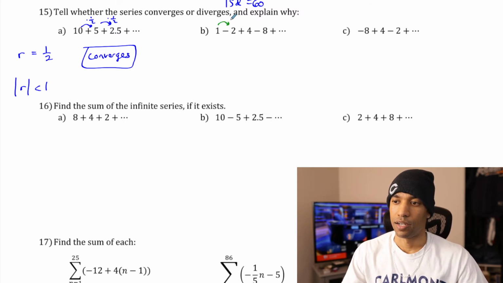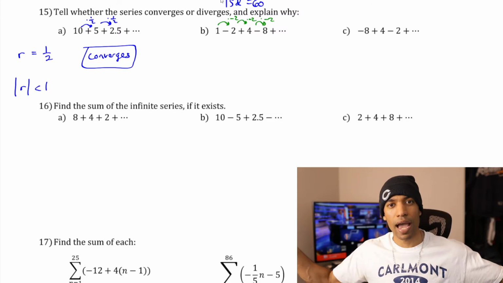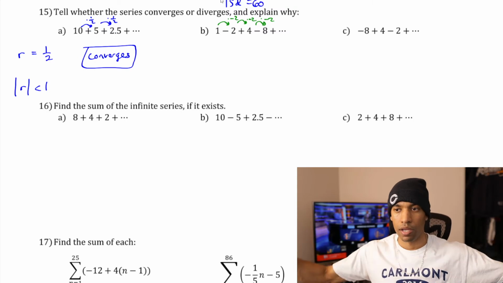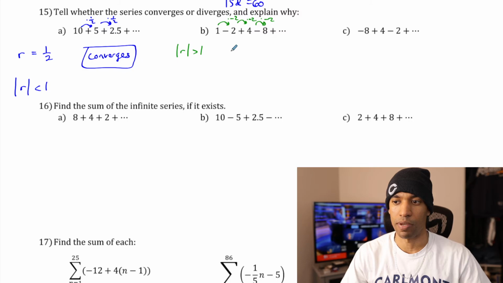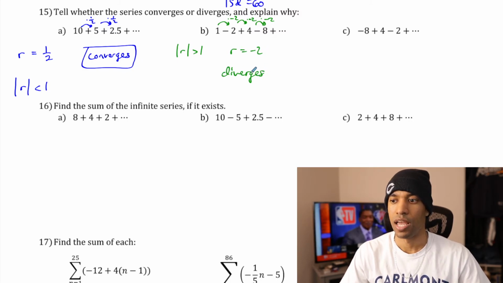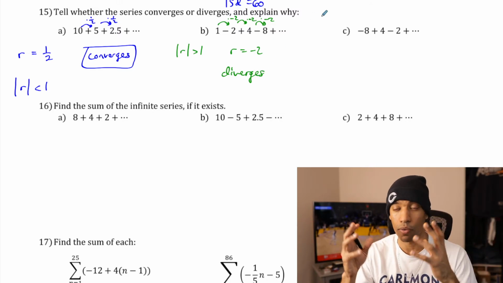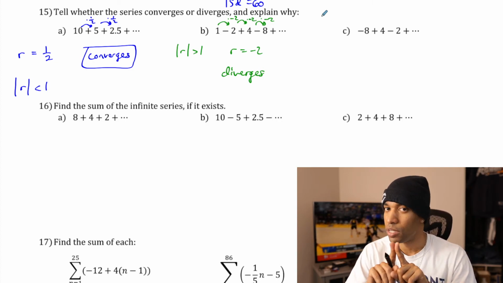Now this one right here, we're multiplying by -2 each time. -2 is less than 1, but it's more than -1. It's outside of the -1 to 1 scenario. The absolute value of R is more than 1 in this case because your R is -2. This is divergence right here. This series diverges. Divergence means that if I kept adding this over and over, I'm not going to converge. I'm not going to approach a finite value. It's not going to get closer and closer to a single number.